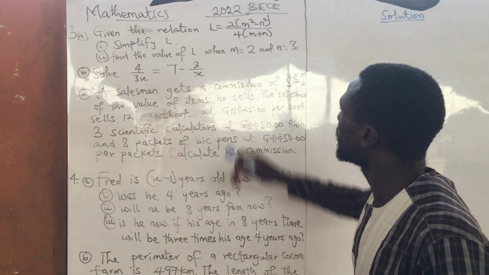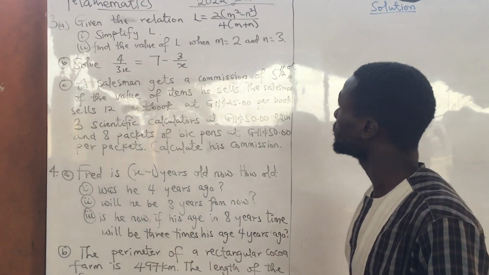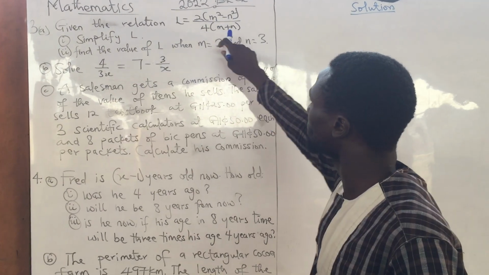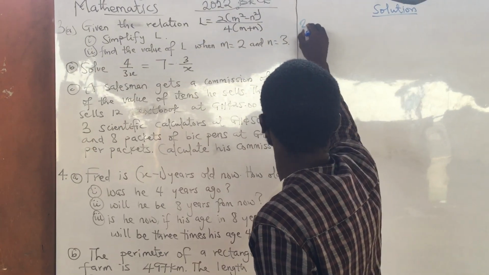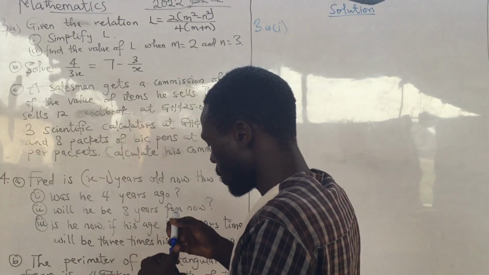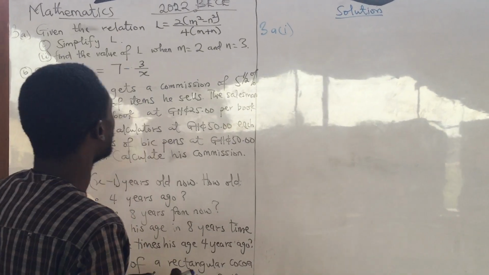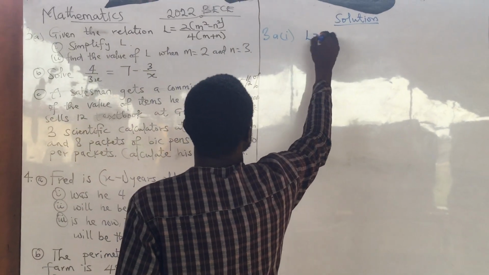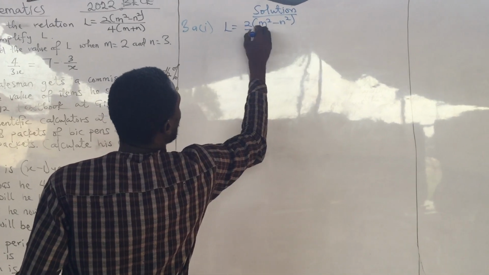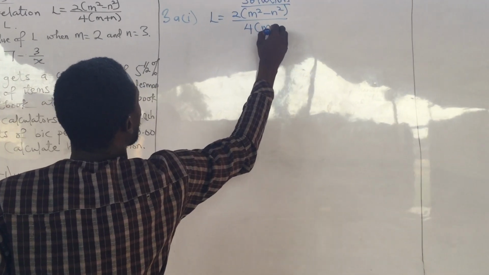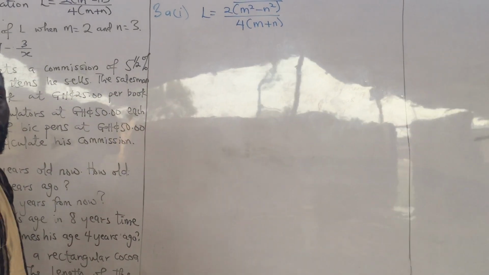Given the relation L is equal to 2 brackets of m squared minus n squared all over 4 brackets of m plus n. So you have 3(a)(i). We have been asked to simplify L. And what is L? L has been given as 2 brackets of m squared minus n squared all over 4 brackets of m plus n. And you have to simplify L.